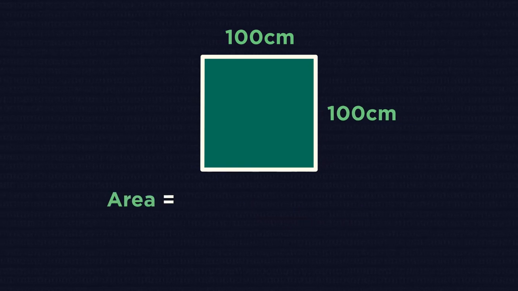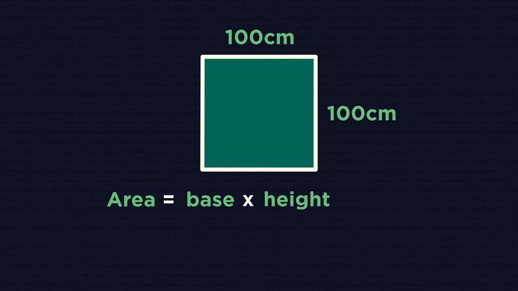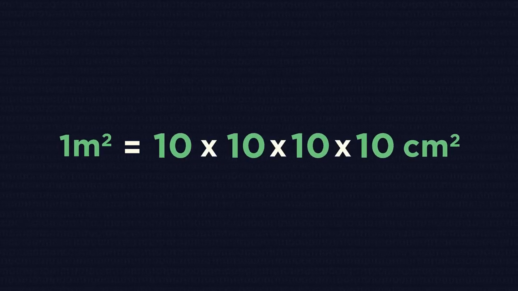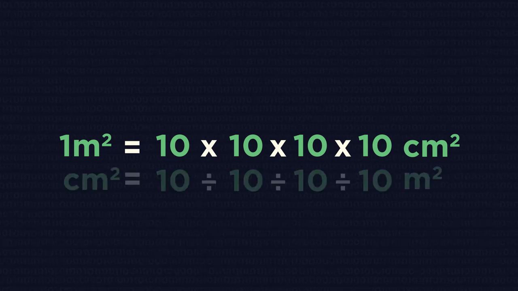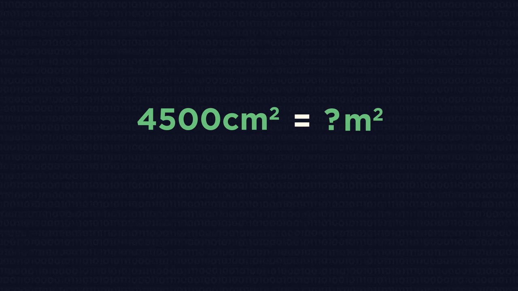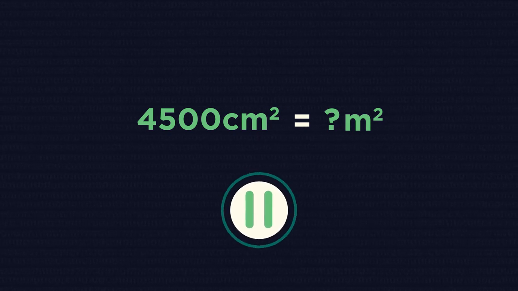We find the area of a square by multiplying the base by the height, which means that 1 meter squared contains 10,000 centimeters squared. We can therefore convert any values in meters squared to centimeters squared by multiplying the value by 4 powers of 10, or back by dividing by 4 powers of 10. See if you can convert this value in centimeters squared to meters squared.